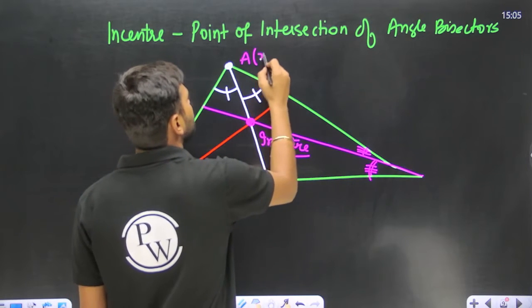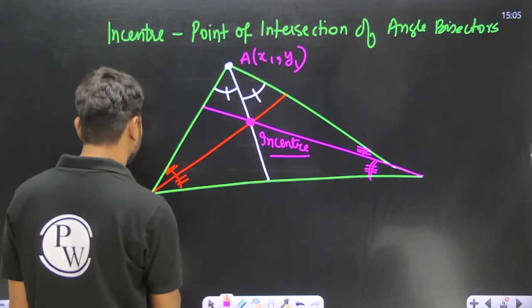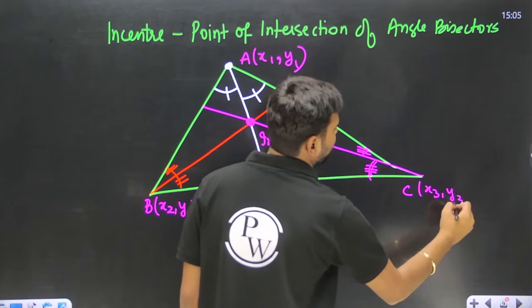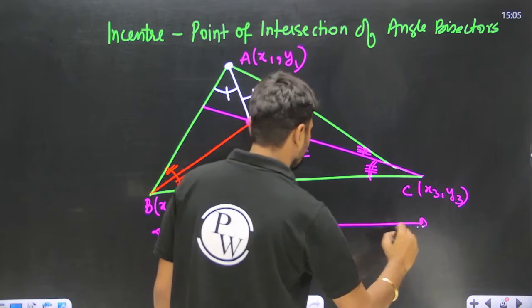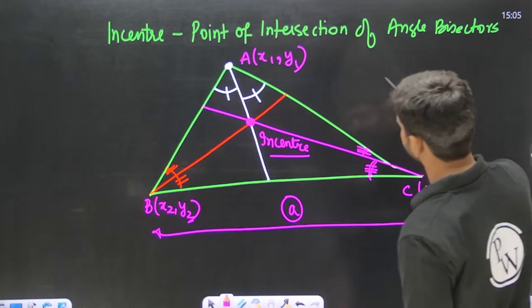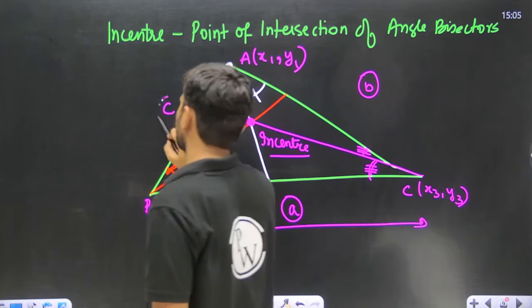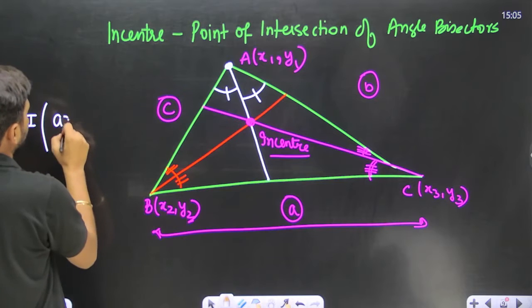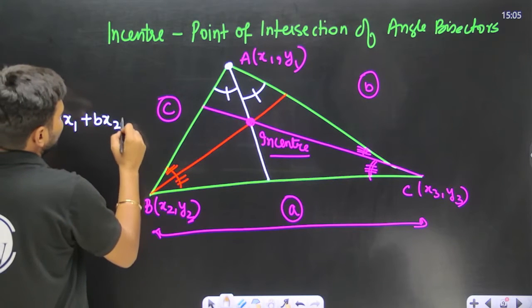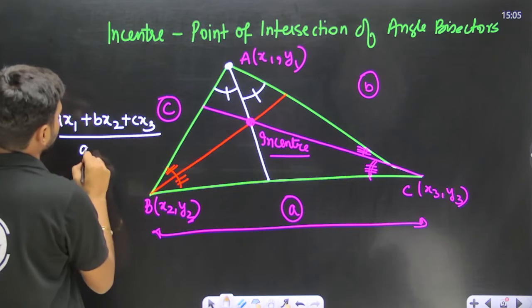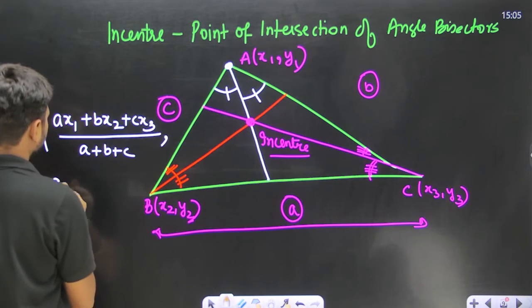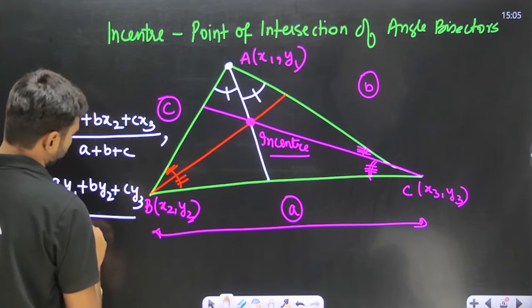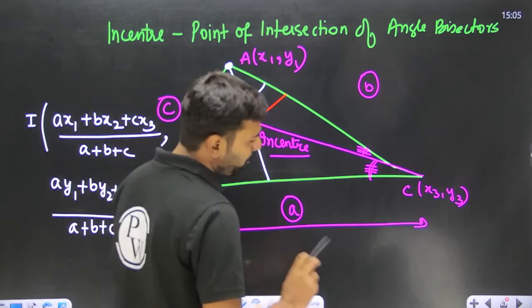If the coordinates of this point x1 comma y1 are given to me, the coordinates of this point x2 comma y2 are given to me, the coordinates of this point C x3 comma y3 are given to me, and this side has length, let's say, small a, this side has length small b, and this side has length small c, then the coordinates of the incenter I can be written as (ax1 plus bx2 plus cx3) upon (a plus b plus c), comma, (ay1 plus by2 plus cy3) upon (a plus b plus c). So do remember the coordinates of this particular point, number one.